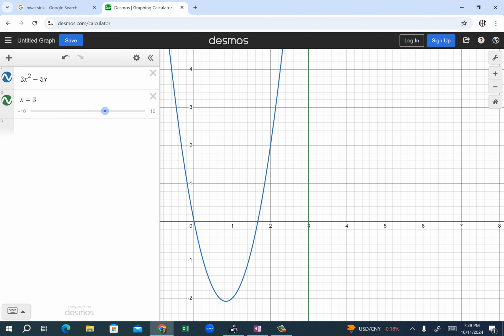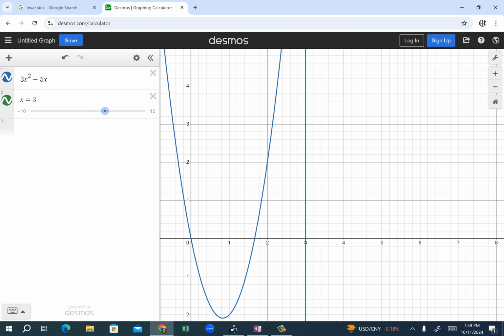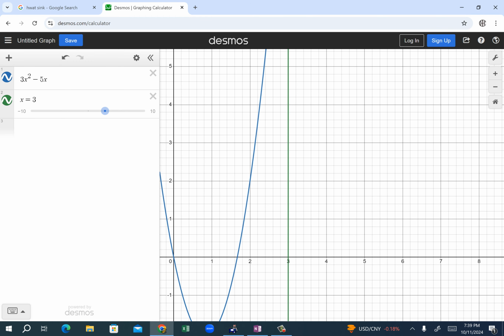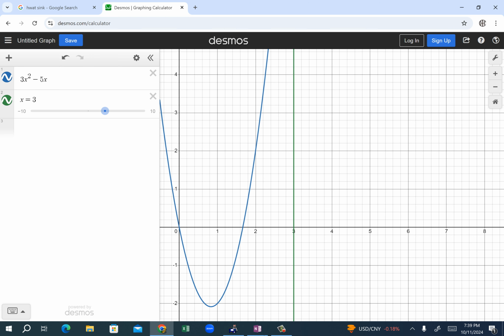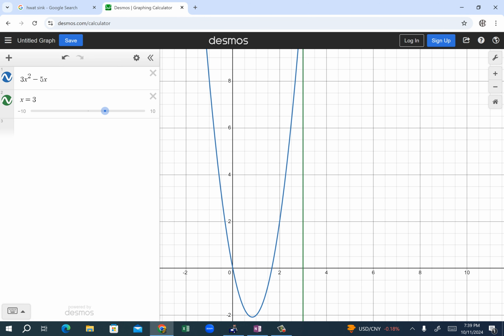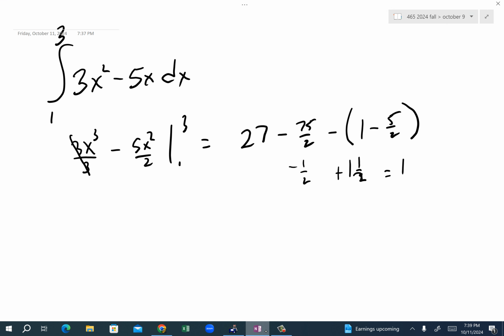It looks like, if I was a betting man, this area down here below the axis is about negative 1.5, negative 2-ish almost. And then up here, there's about 2 above the axis and about 1.5 below. Look at that, it comes out to be 1/2. At least we're in the ballpark, okay?